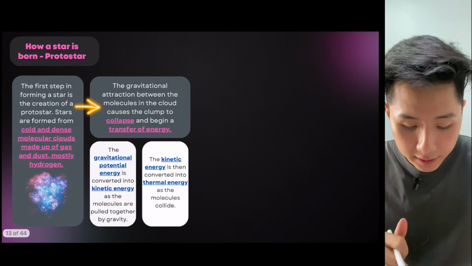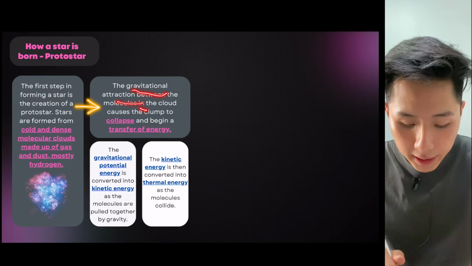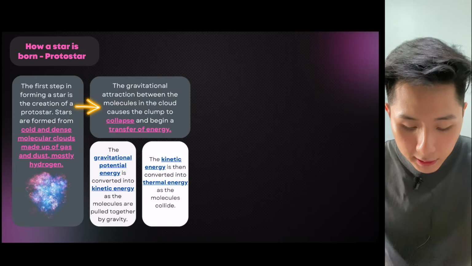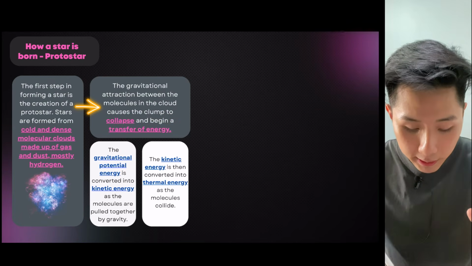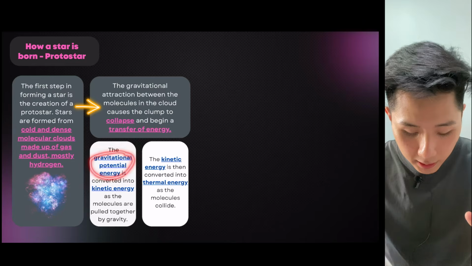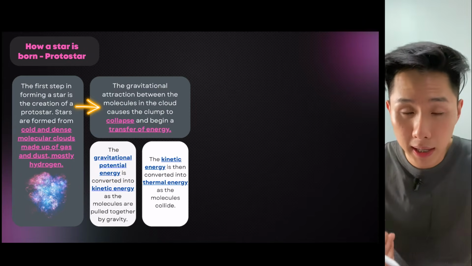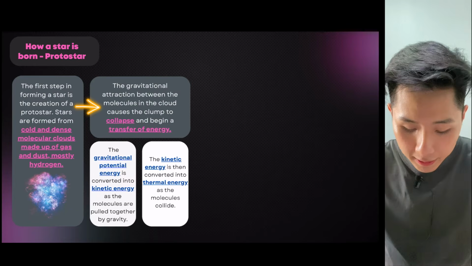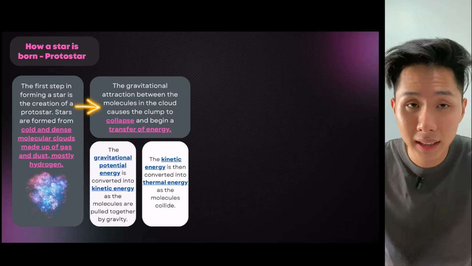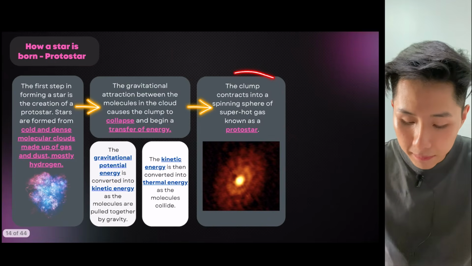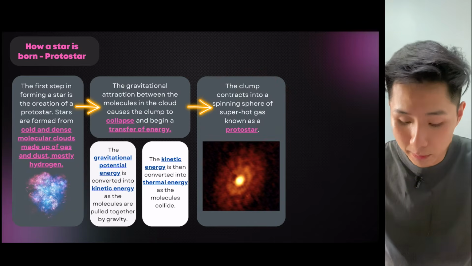And what happens next is that the gravitational attraction between the molecules in the clouds causes the cloud to collapse and form a transfer of energy. This transfer of energy, first one, is from GPE into kinetic energy as molecules are pulled together by gravity and start moving. The kinetic energy is then transferred to thermal energy as the molecules collide. And the cloud then contracts into a spinning sphere of superhot gas known as the protostar.